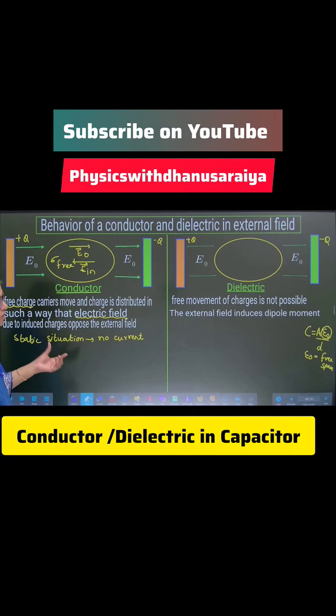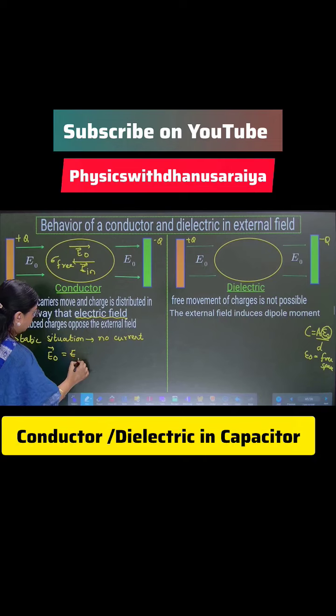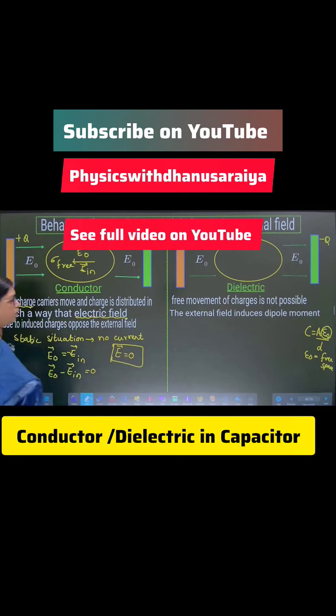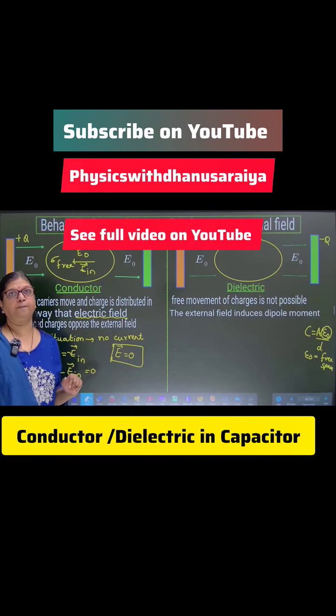So, in static situation, when no current is there inside the conductor or on the surface, the E naught, that is the external electric field, will be equal in magnitude but opposite in direction to the E induced. So finally, we will have the net electric field 0. That is E is equal to 0. Net electric field E is equal to 0 inside the conductor.